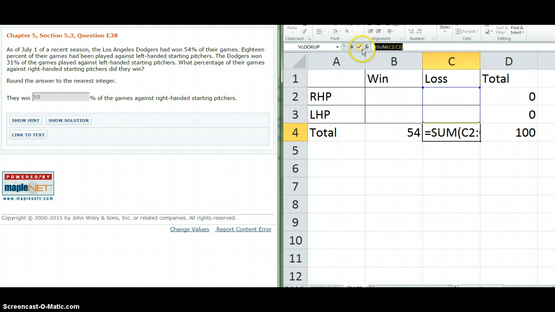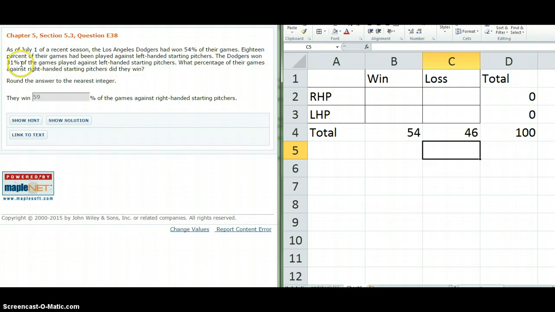So although this was a good idea to set up the formulas in advance, I think it's not working out real well. So whatever this total losses is will be the total number of games they played, no matter how many it is, minus their total number of wins. In this case, 46.